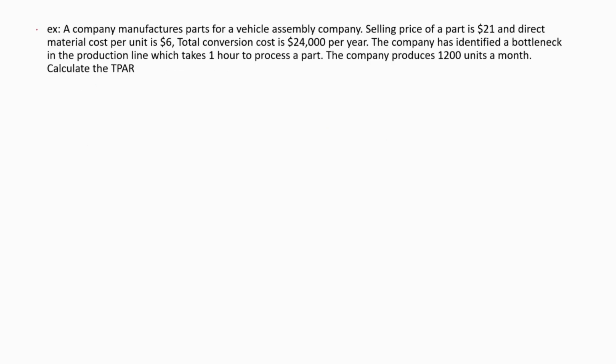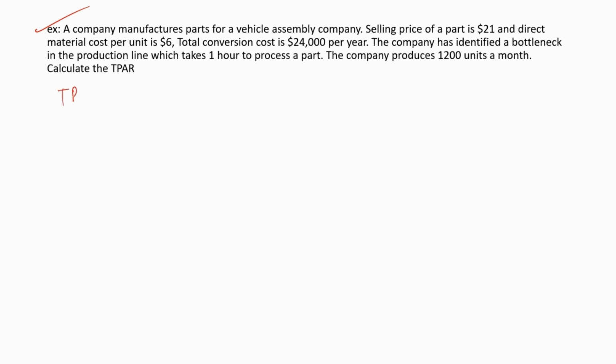Now let's do this example. The company manufactures parts for a vehicle assembly company. The selling price of a part is $21 and the direct material cost per unit is $6. Total conversion cost is $24,000 per year. The company has identified a bottleneck in the production line, which takes 1 hour to process a part. The company produces 1,200 units a month. Calculate the throughput accounting ratio.